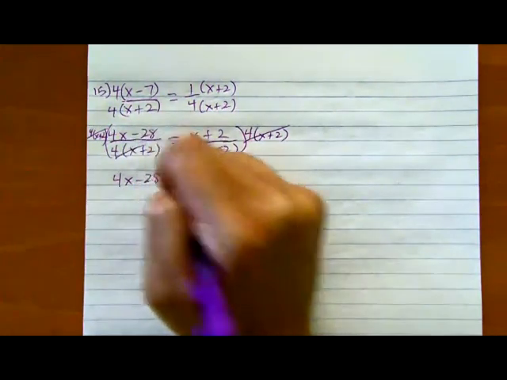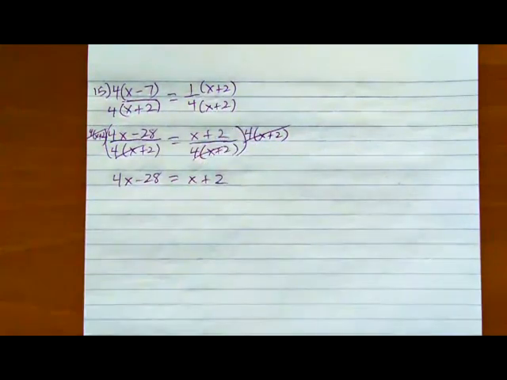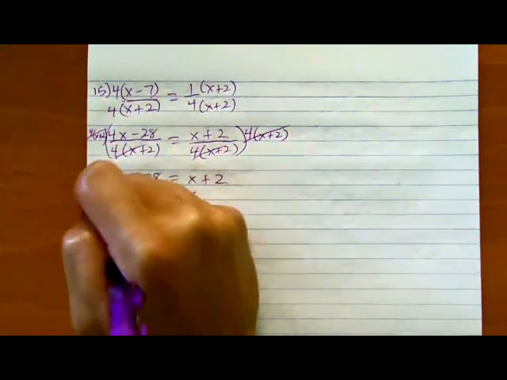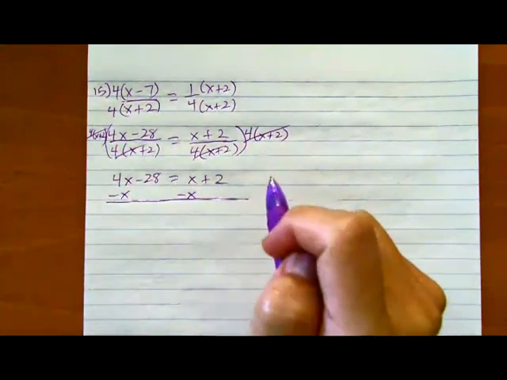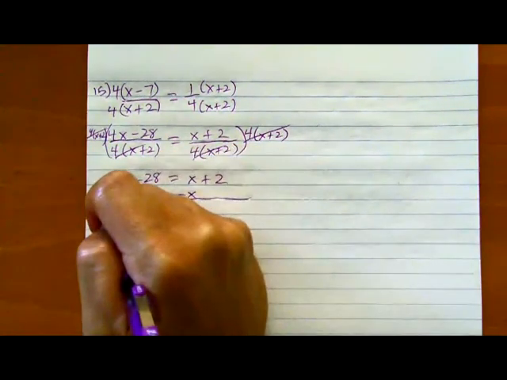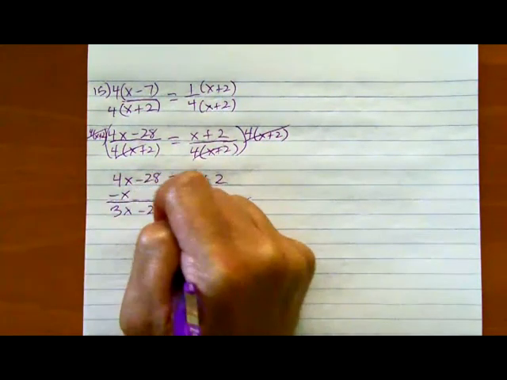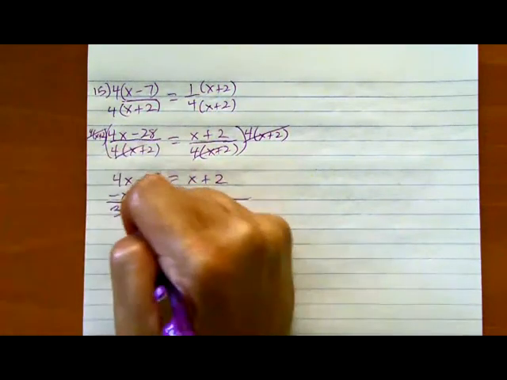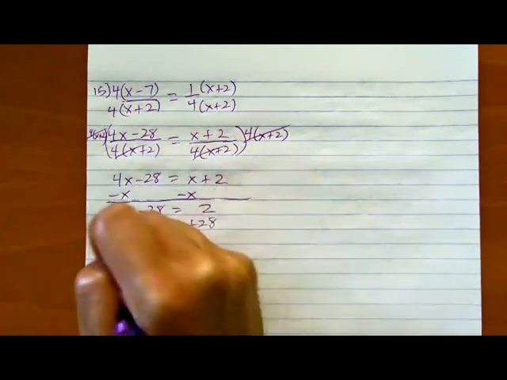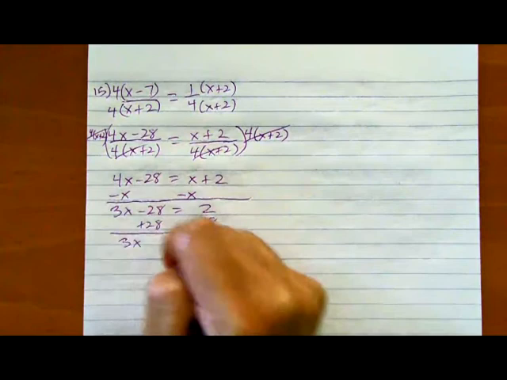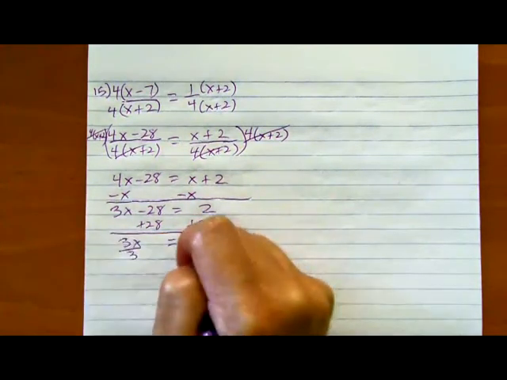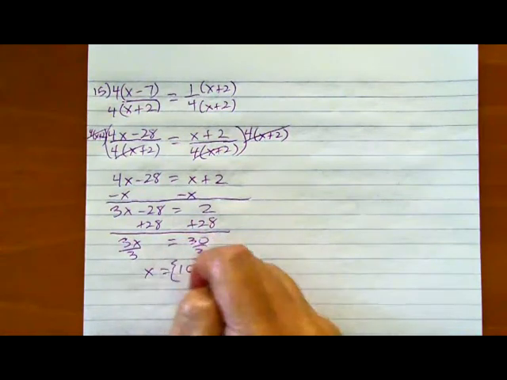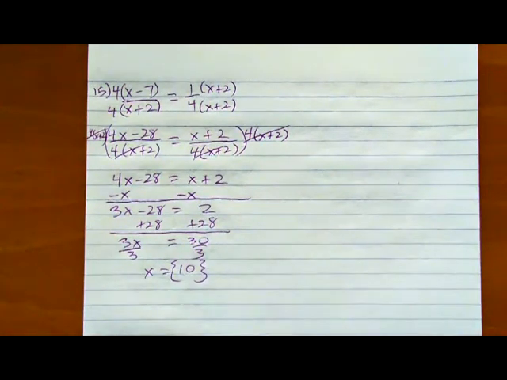Now we have no fraction. We can solve for x. Need to get x only on one side. We'll remove x off of 1. So that'll leave us with 3x minus 28 equals 2. And then we get x by itself. That's our solution.